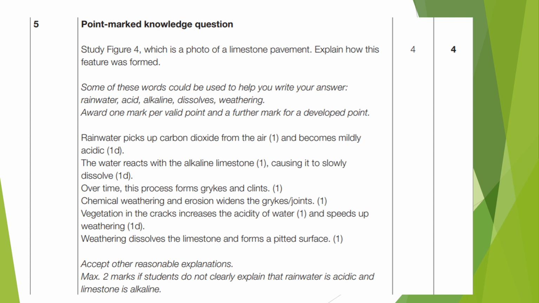Here is the mark scheme for the question that you've just answered. You will see that this question is a point marked knowledge question. In other words, you will get 1 mark for every correct point, or even the development of a point, that you make. At the bottom, you will see that there is a limiting factor to the number of marks you might achieve in this question. If you haven't clearly explained about the acidic rainwater and the alkaline limestone, then the maximum marks you will be able to achieve is 2.